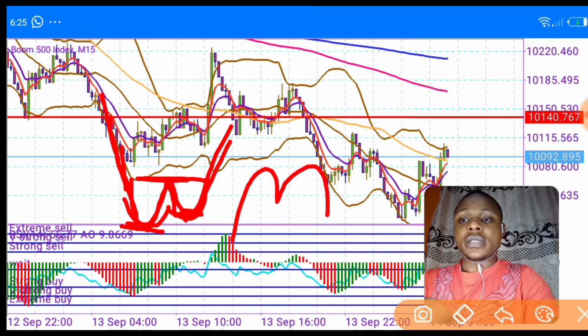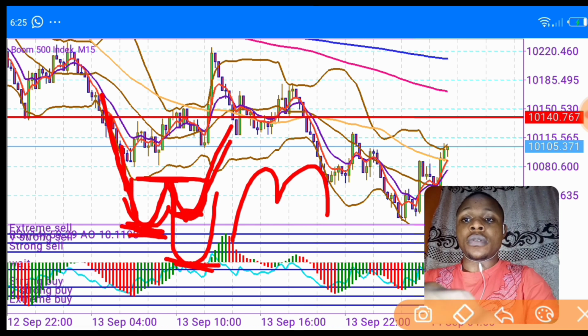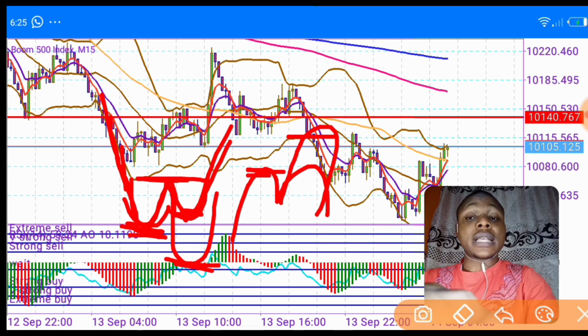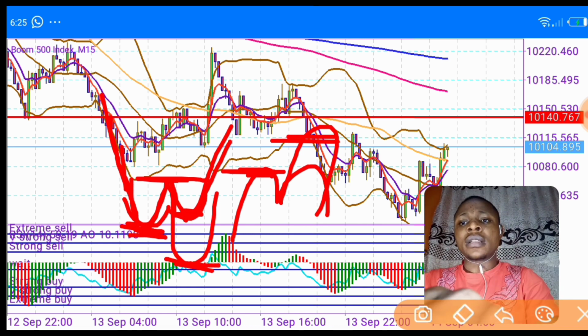Sometimes the double bottom might be like this. The current low might be lower than the previous low, and also on the double top the current high might be a little bit higher than the previous high. The previous high might be lower than the current high. I think you understand what I'm saying over there.